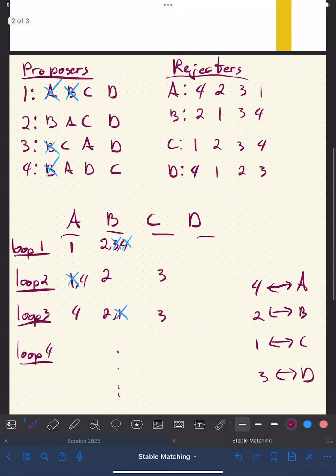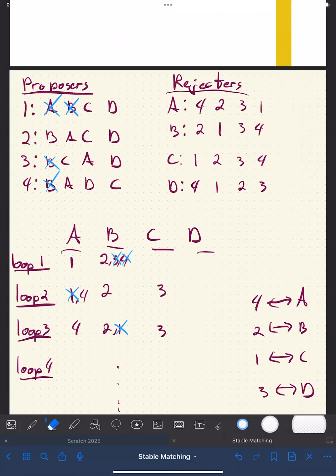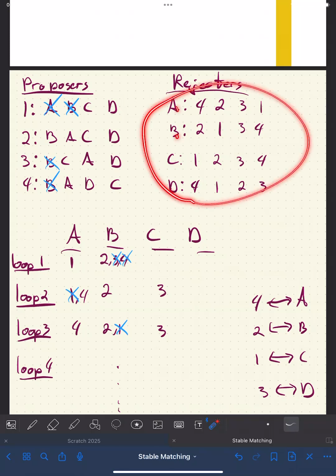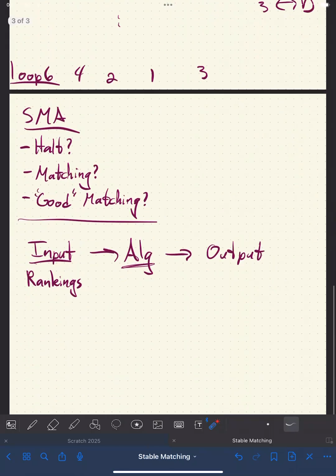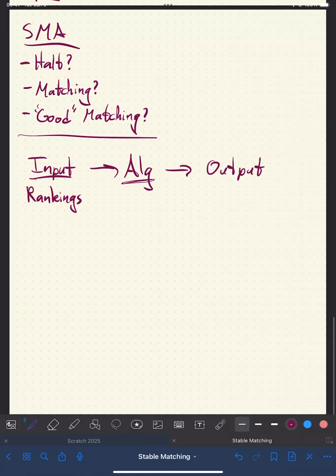So if we look back up here, the input would be the set of rankings that 1, 2, 3, 4 has, and the rankings that A, B, C, and D has. So the input is the rankings itself, and the output is going to be a matching. Or hopefully, that's what we're hoping to prove, is that it always outputs a matching and no one's left behind without a partner.